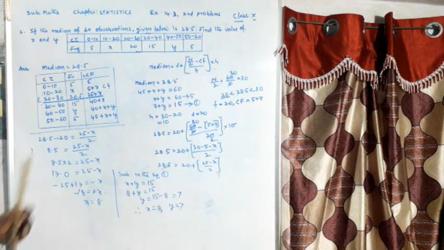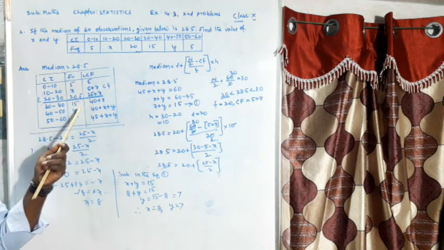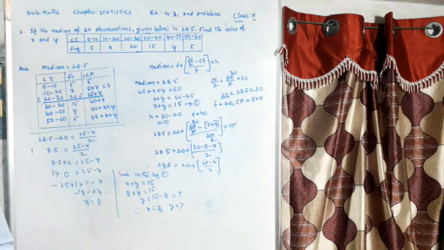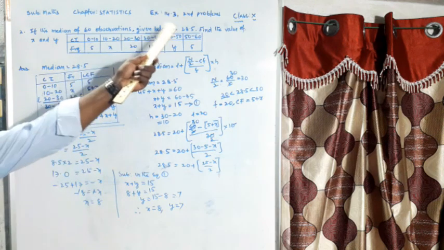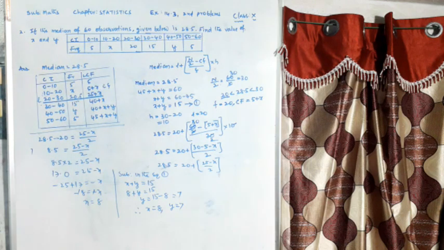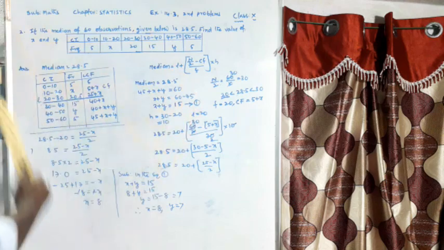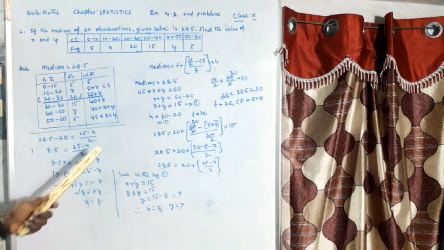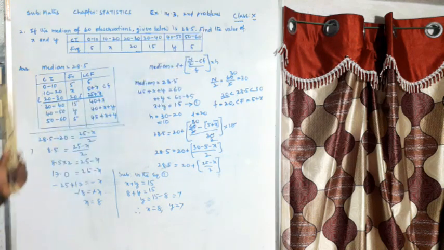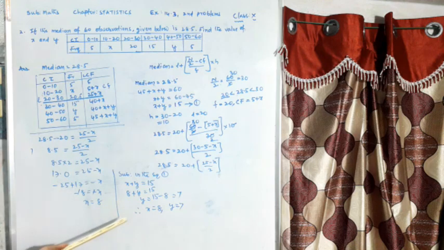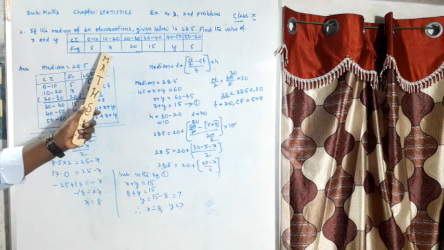You can substitute here in the x and y. You can find the median. If you get 28.5, what you did, that is right. Look here. Already I said he is asking find the value of x and y. What is the x value? 8. What is the y value? 7. This is the given.